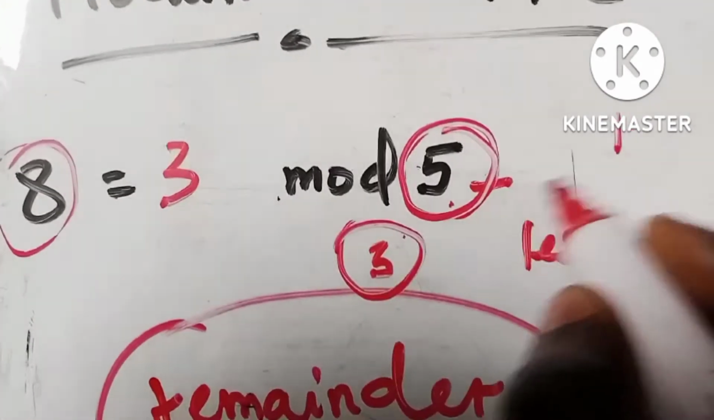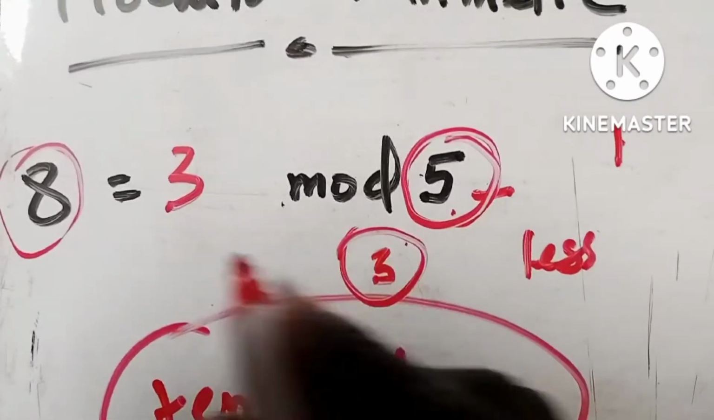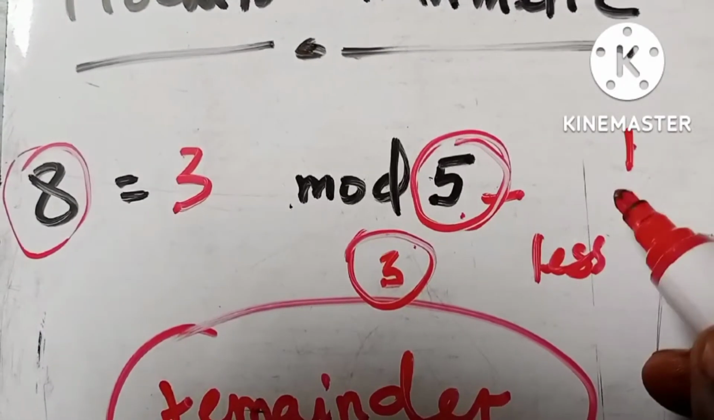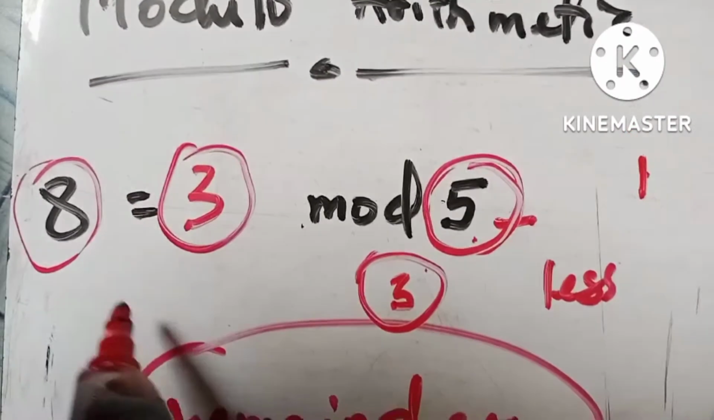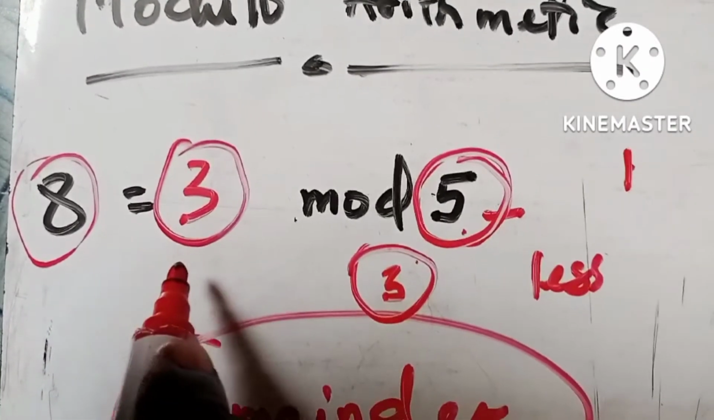So when you give out 5 cedis to the first person, you are left with 3 cedis, which is not up to 5 cedis. That was very simple. We are interested in the remainder. The answer is 3, right?